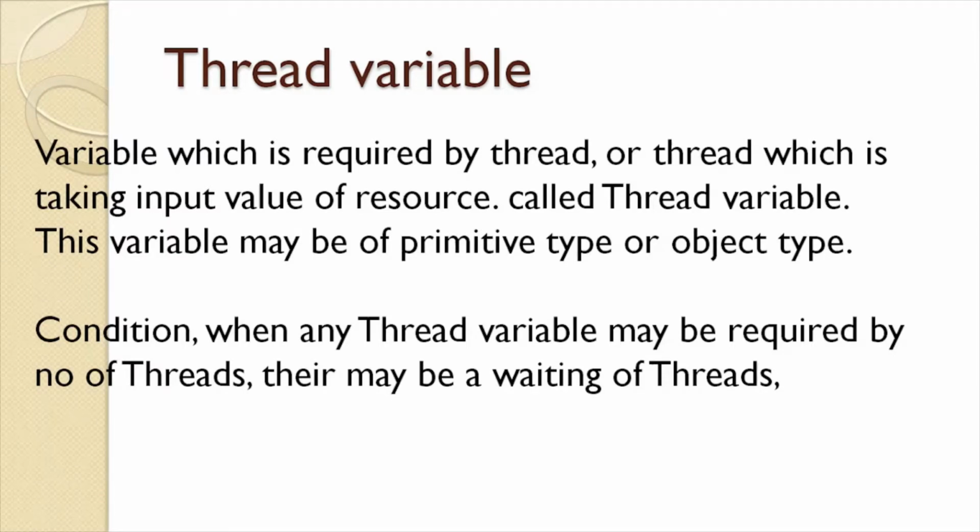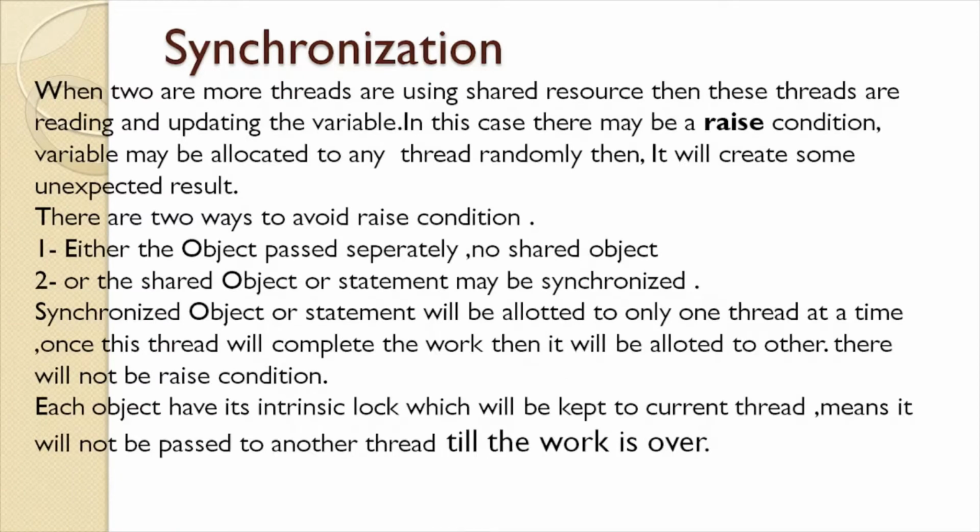Take any variable which is required by a thread. Thread is a class and its object is simply a thread, and that thread may have a number of fields which may be used to create an object. If that object is required by a number of threads, or if the resource is scarce, then there may be a waiting of threads.